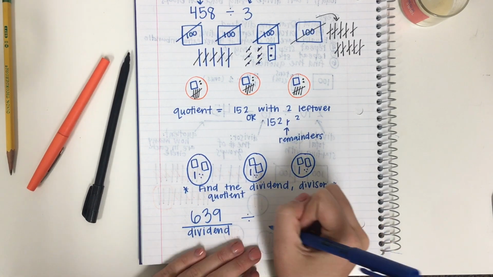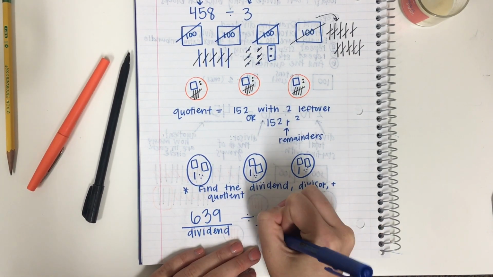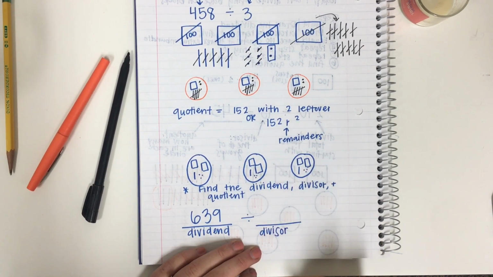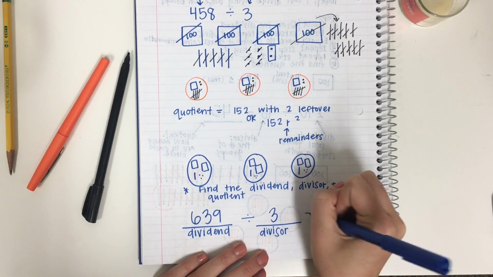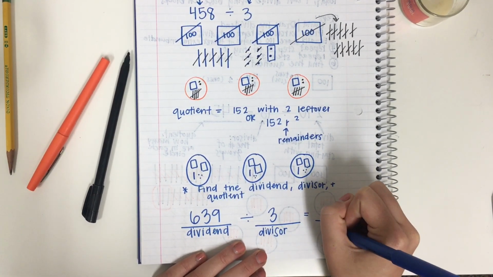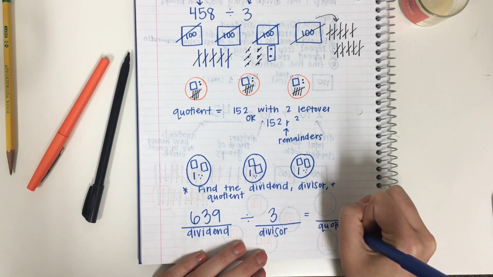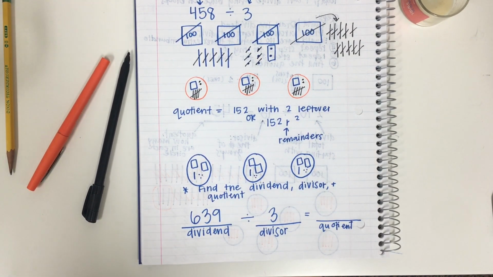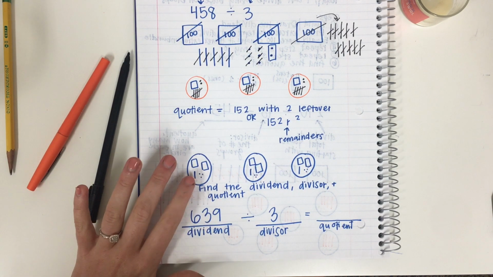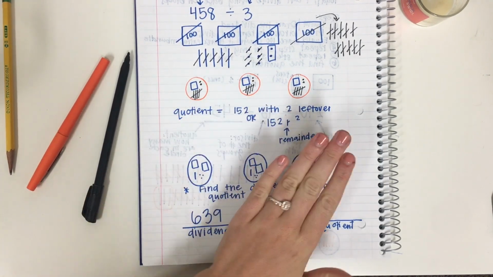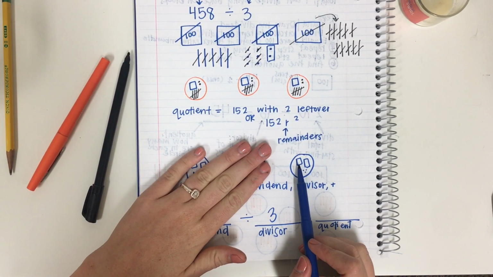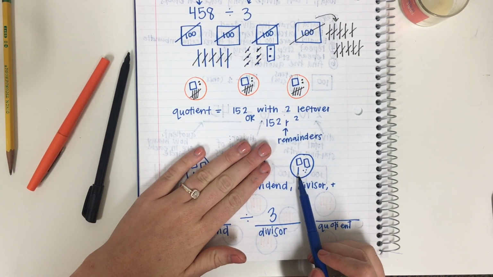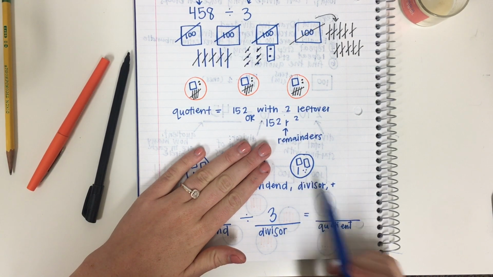So now I gotta ask myself, how many groups is it being divided into? Well, I know that my divisor is how many circles I have. How many circles do I have? 1, 2, 3. Okay. Then I have my quotient. Now my quotient is how many are in each circle. So I just have to count one circle. Remember, it doesn't matter which circle you count. Okay, so let's count this one. 100, 200, 10, 13. So 213 is my quotient.